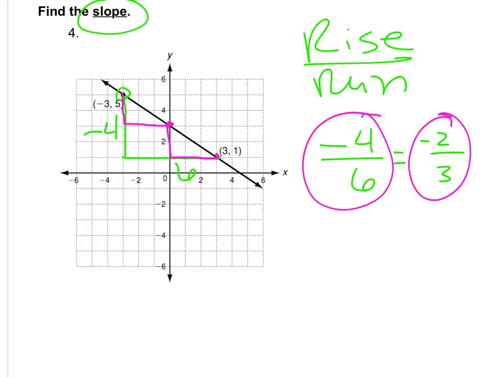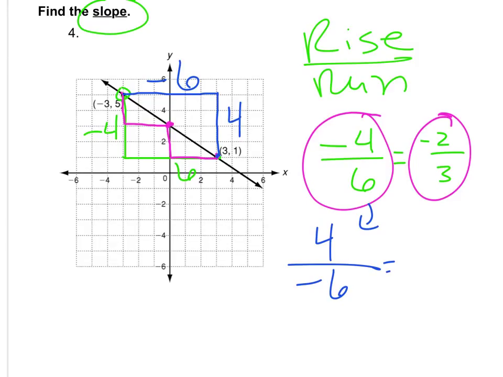Now, I'm going to go the opposite way. I'm going to start at this point. I'm going to go 1, 2, 3, 4. So that's a rise of 4. And then to the left, 1, 2, 3, 4, 5, 6. That's a run to the left of negative 6. Again, notice these are the same. So this reduces down to, again, negative 2 over 3.